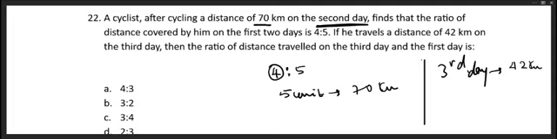If 5 units is equal to 70, then 4 units will be 70 by 5 into 4, and that is 14 into 4, 56. So the ratio of distance traveled on the third day and first day: on the third day he covered 42, and on the first day he covered 56. 7 6s are 42, 7 8s are 56, so 3:4 is the correct answer.